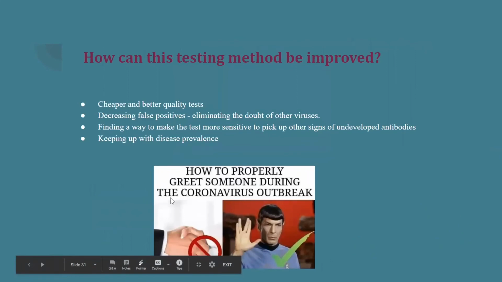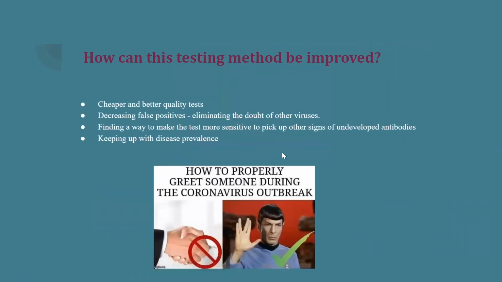In order to improve that, of course, we'd have to find a cheaper and better quality for these tests and decrease the false positives, so eliminating any doubt of any other viruses and finding a way to make the tests more sensitive to pick up other signs of undeveloped antibodies. And of course, keeping up with the disease prevalence.